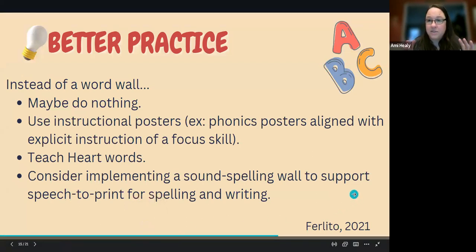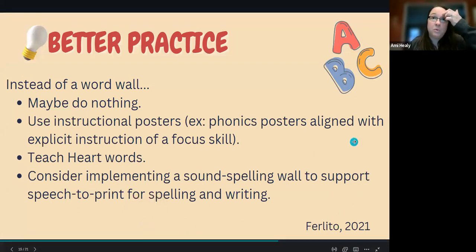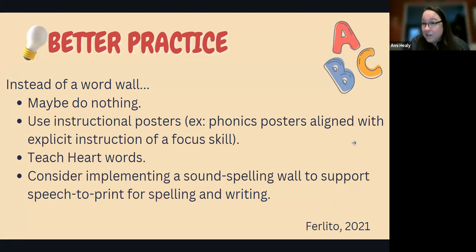So again, think about whether the purpose of your word wall right now is for spelling and writing. In that case, let's look at something else. Let's take that down. Let's think about instructional posters. Let's think about teaching heart words. Let's think about maybe a sound spelling wall and some of those other things.